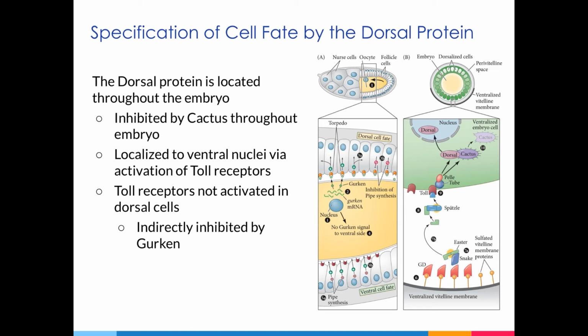On the future dorsal side of the embryo, where gurken is present, the Toll signaling pathway, which is needed to promote the degradation of cactus, is inactivated. So cactus remains bound to dorsal in the future dorsal side. That means that the dorsal remains inactive. In the future ventral side, where the gurken protein is absent, the Toll signaling pathway is activated, and that's what you're seeing here. And this signaling pathway allows for the cactus to be degraded and dorsal then to become free to localize to the nucleus.